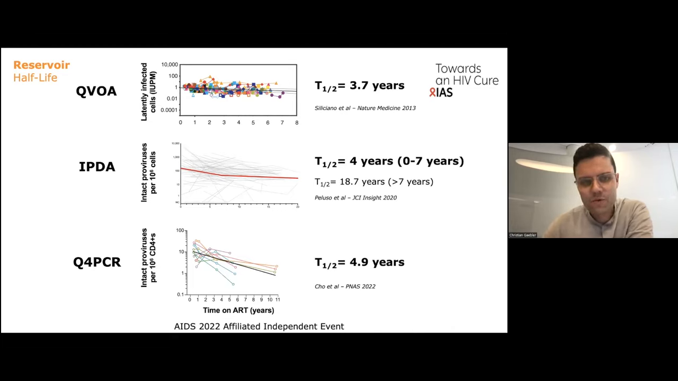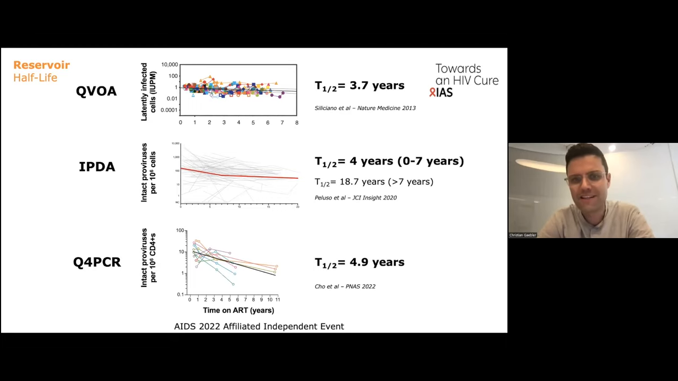What I think was quite remarkable is that when any of these assays was applied to study the half-life of the HIV reservoir in people living with HIV who had been on suppressive ART for long periods of time, in this nice Michael Peluso study even up to 20 years, all these different assays came to a very similar estimate of the half-life of the HIV reservoir, somewhere between 4 to 5 years. In the case of Michael Peluso's study, there seemed to be even a two-phase decay, with a faster decay within the first 7 years after ART initiation, and then a longer half-life up to 19 years after that.